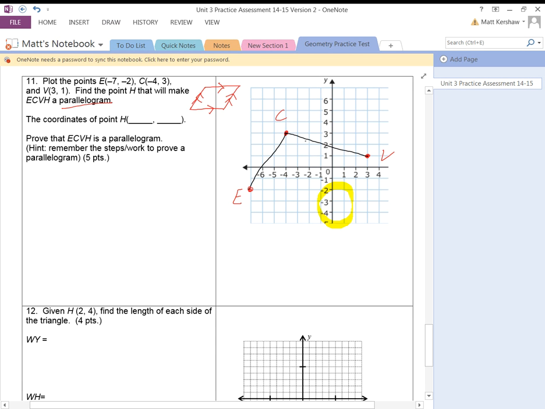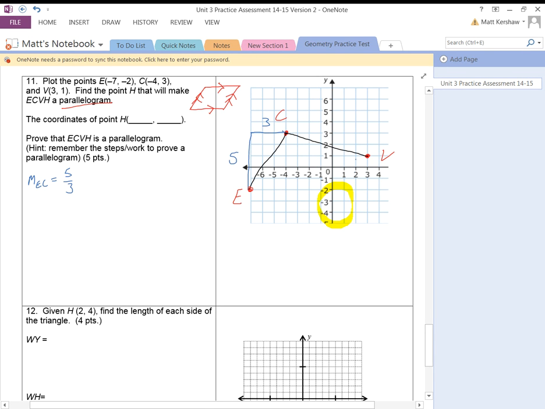So since opposite sides have to be parallel, let's find the slope of this side, EC. Let's draw our triangle there. So 1, 2, 3, 4, 5. 1, 2, 3. So the slope of EC is equal to 5/3. So that means that this line over here is also going to have a slope of 5/3.